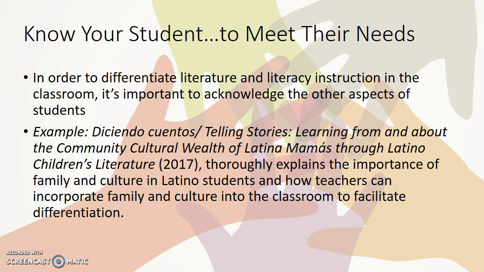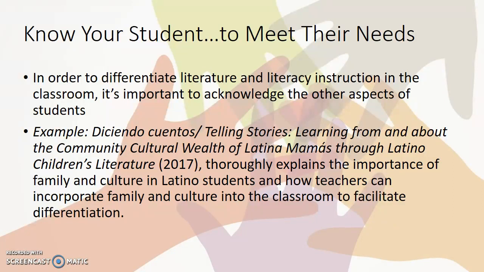So when you're differentiating instruction, it's super important to know your students in order to meet their needs. And in order to differentiate literature and literacy instruction in the classroom, it's important to acknowledge other aspects of students. So get to know students: what's their culture like, what are some things that are central to their culture, what is their family life like, what role does family play in their culture.